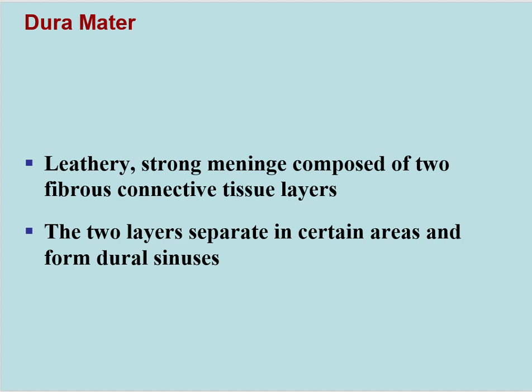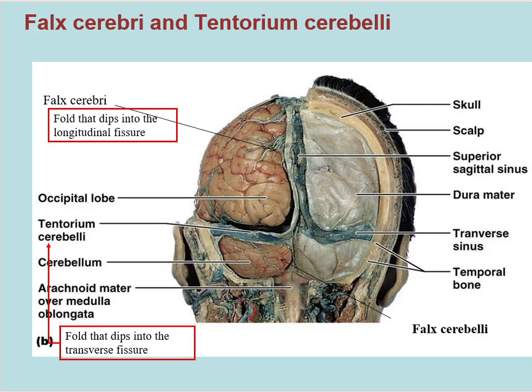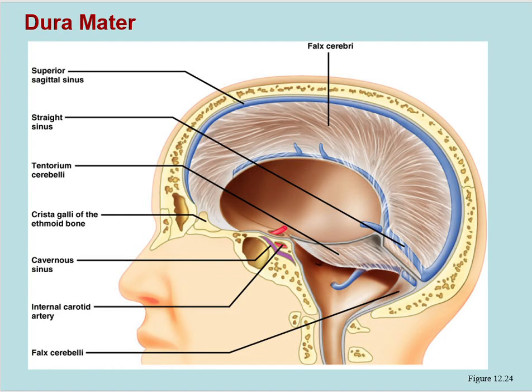Now the dura mater is definitely the thickest, and it's very strong when it comes to the other connective tissue meningeal layers. So it's actually composed of those two fibrous connective tissue layers we saw, and those layers separate in certain areas to form sinuses called dural sinuses. So here we can see some of those sinuses, like the falx cerebri that folds and dips into the longitudinal fissure, and the fold that dips into the transverse fissure, the tentorium cerebelli. These areas called sinuses of the dura mater, they collect both deoxygenated blood from the brain and cerebrospinal fluid.